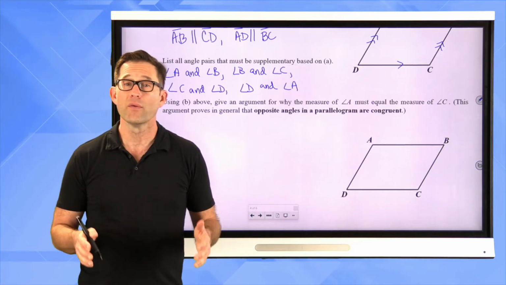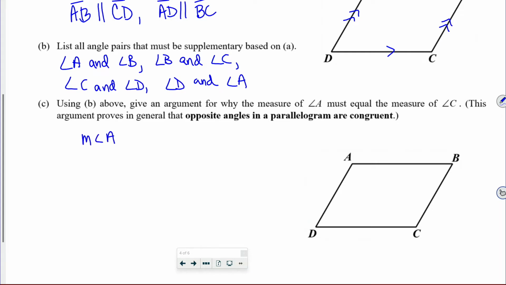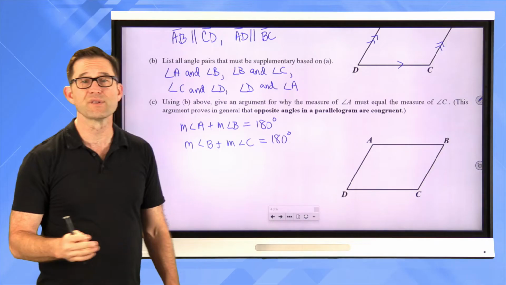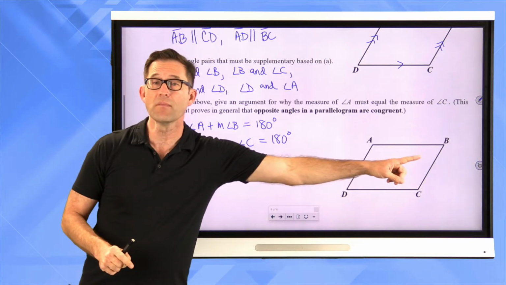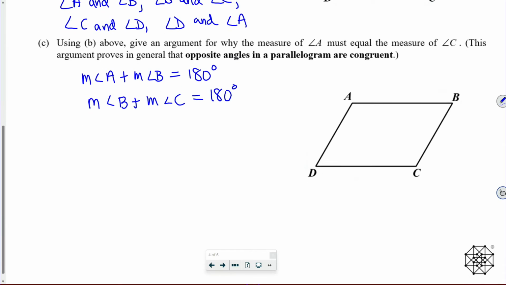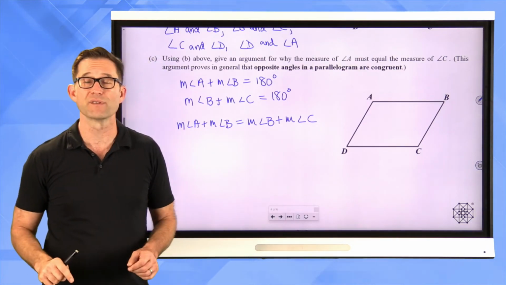All right, well, we know about these supplementary angle pairs. So I could certainly say that the measure of angle A plus the measure of angle B is equal to 180 degrees, based on B. I could say the measure of angle B plus the measure of angle C is 180 degrees, because they're also supplementary pairs. A plus B must be 180, B plus C must be 180. But if those two are both equal to 180, then I could easily say that the measure of angle A plus the measure of angle B is equal to the measure of angle B plus the measure of angle C, because they're both equal to 180.